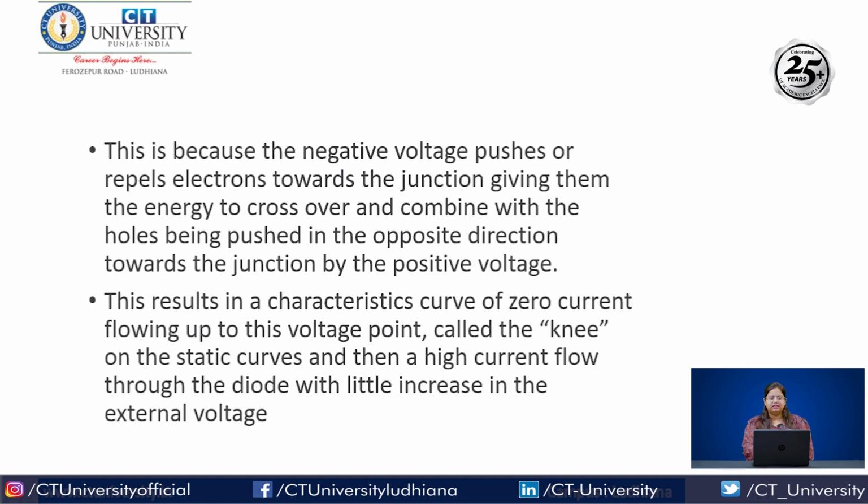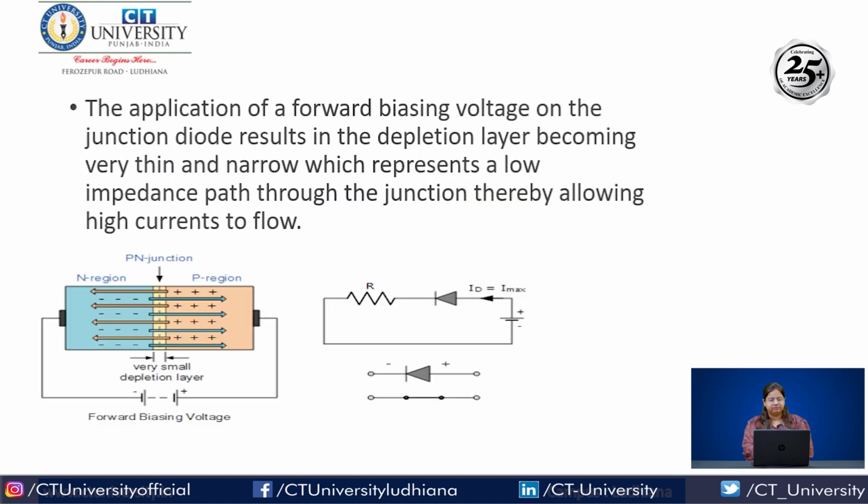This is because the negative voltage pushes or repels electrons towards the junction, giving them the energy to cross over and combine with the holes being pushed in the opposite direction towards the junction by the positive voltage. This results in a characteristic curve of zero current flowing up to this voltage point called the knee point on the static curve, and then a high current flows through the diode with little increase in the external voltage.